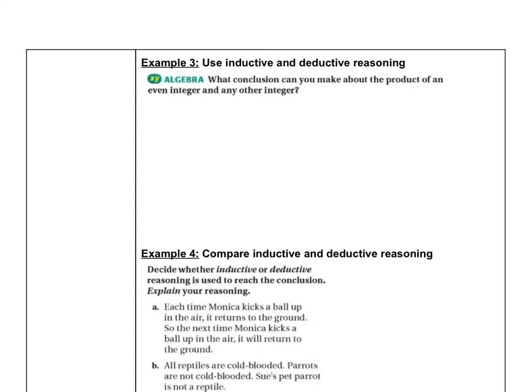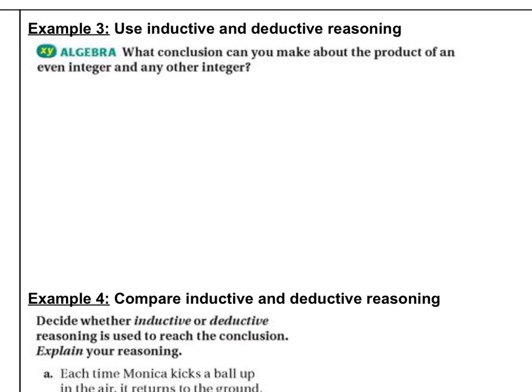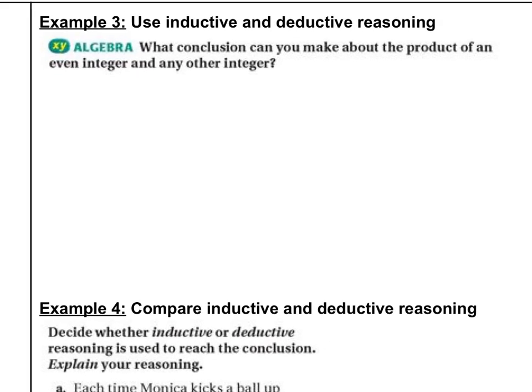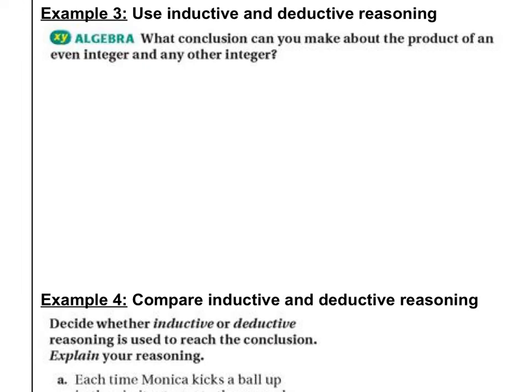Example 3 is going to ask us to use both inductive and deductive reasoning. So inductive to build up a pattern, and then deductive reasoning to come up with a statement about that pattern. Okay, so what conclusion can you make about the product of an even integer and any other integer? So product, remember, product means multiplication. So we're talking even integer and any other integer. So let's pick some even integers, like 2, 4, 6, and 8.